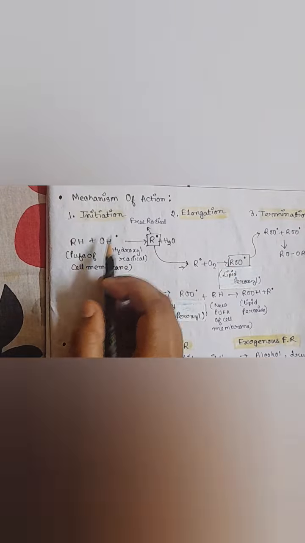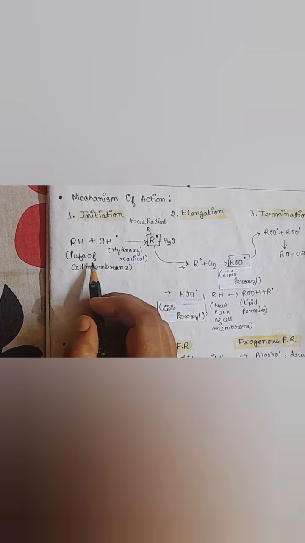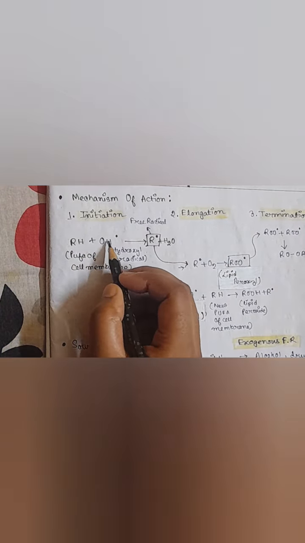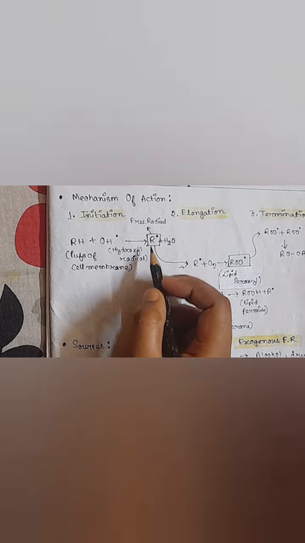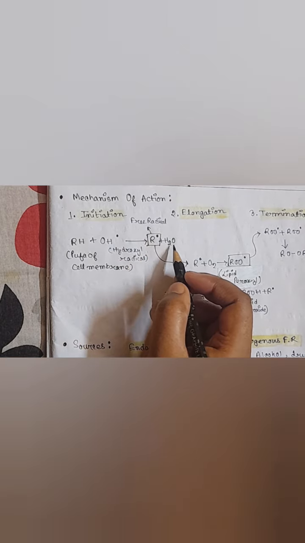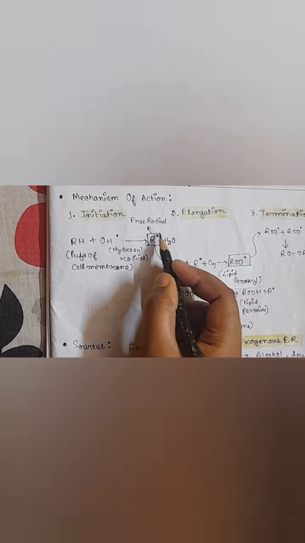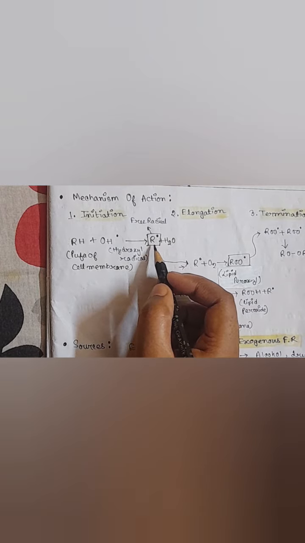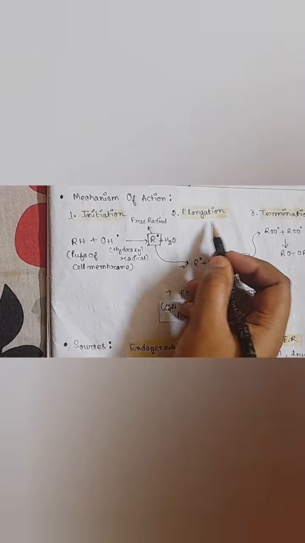In the initiation step, RH, that means PUFA of the cell membrane, reacts with OH, that is the hydroxyl radical, and forms one free radical, this PUFA free radical, and one molecule of water. Then this carbon free radical, or PUFA free radical, will come into the elongation step, and in the presence of oxygen, it will form a lipid peroxide radical.